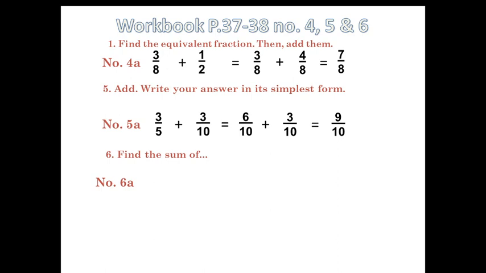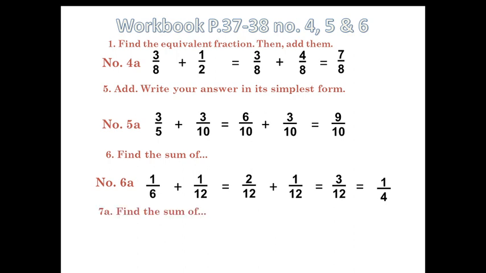Now find the sum of number 6a, 1 over 6 plus 1 over 12. Look, the bigger denominator is 12. 12 divided by 6 equals 2. So the numerator 1 times 2 equals 2. The denominator 6 times 2 equals 12. So it becomes 2 twelfths plus 1 twelfth. 1 plus 2 equals 3. So 3 twelfths. This can be divided again. 3 can be divided by 3 equals 1. And 12 divided by 3 equals 4. So the simplest form is 1 over 4.